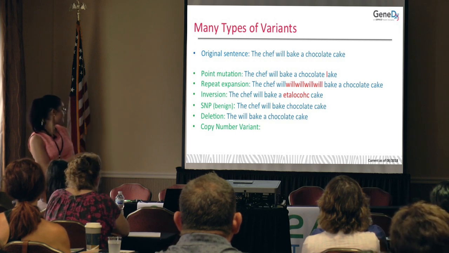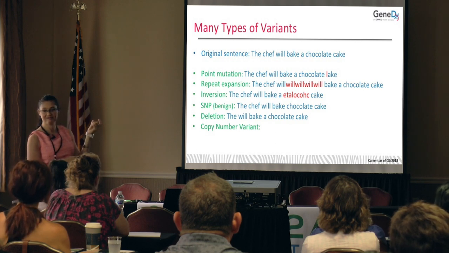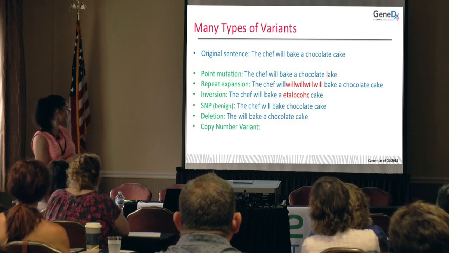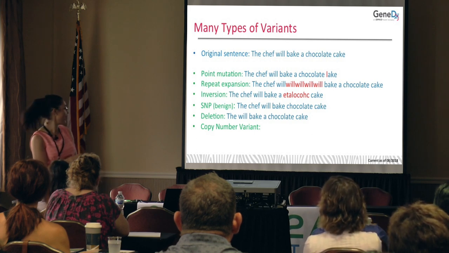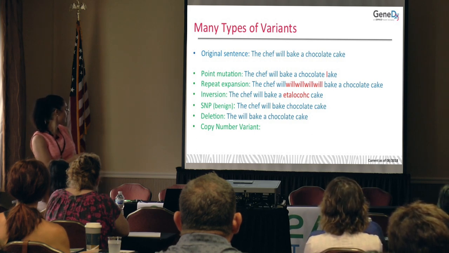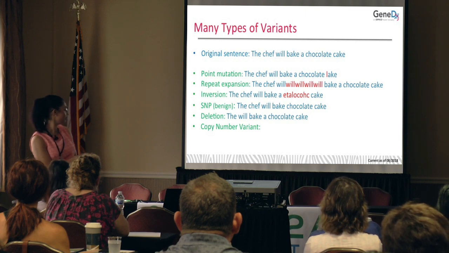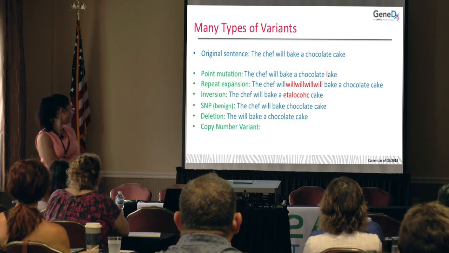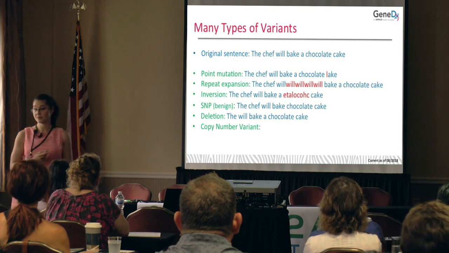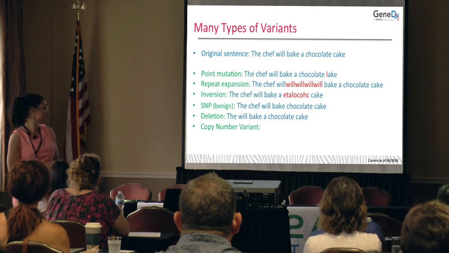You can have SNPs. These are benign variations that happen in the population. Like a letter missing and it happens really often and it doesn't really matter. We call those SNPs. Deletion, so here there's a word missing. You can notice which word is missing. There's one missing. That could cause a disease or a genetic condition.